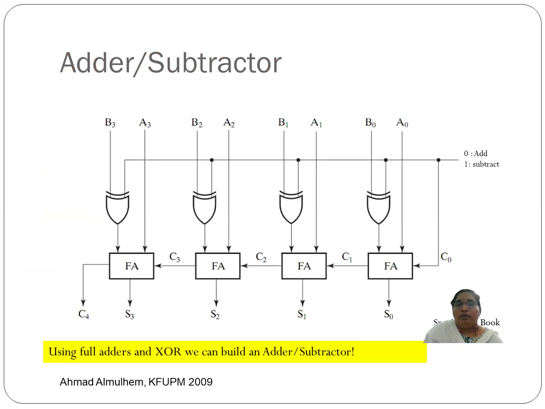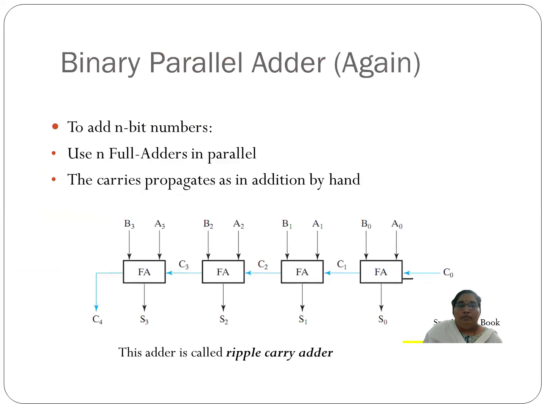So that is how, when this signal is 0, addition will be performed, whereas when this signal is 1, subtraction will be performed by the same circuit. We can call this signal a mode control input. If mode is 0, addition is performed. If mode is 1, then subtraction is performed, and hence this circuit can be called an adder subtractor circuit. So this is the ripple carry adder circuit.